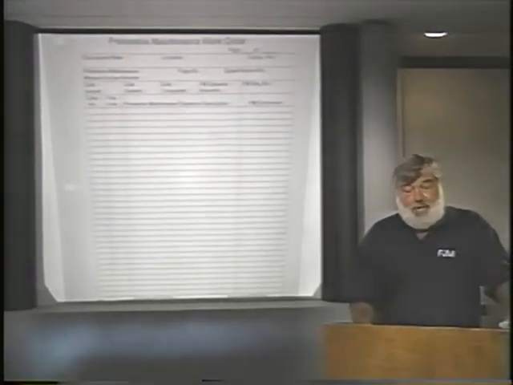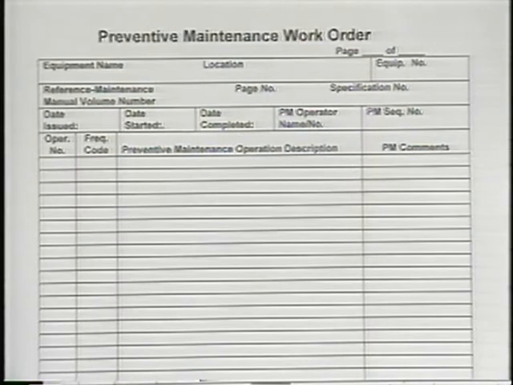So the PM program and the form should have some basic information, and then you have the liberty to add additional information as required, and generally that requirement is a byproduct of the asset itself. Now, on page 18, we have a typical PM work order form. It has heading information like equipment name, the location, the equipment number.